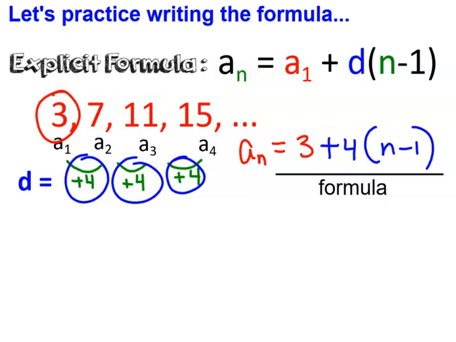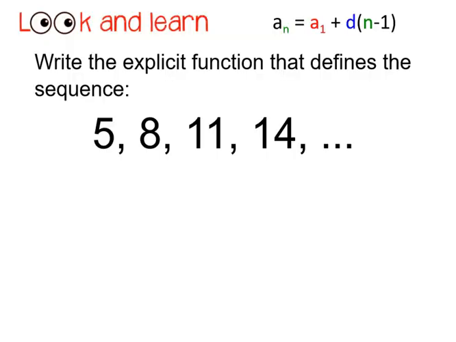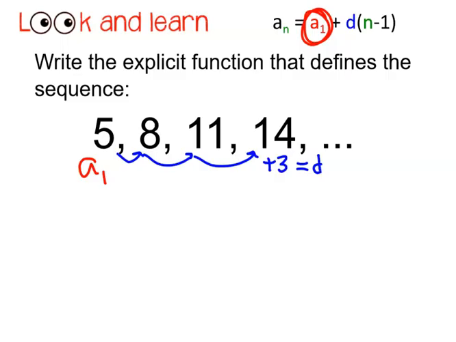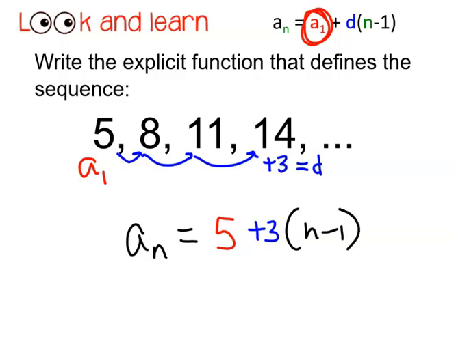Let's look at another sequence. Let's see if we can write in the formula using the values that were given. So the answer in the first position is 5, so that's going to go here, and the common difference between each of these numbers is plus 3. So that's our d value. So the answer for any number is equal to 5 plus 3 times the quantity n minus 1.